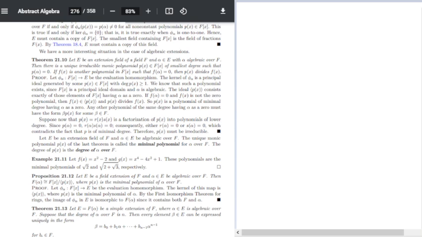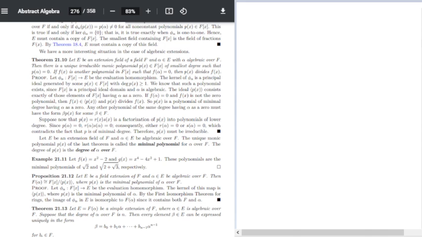So, p(x) is a polynomial of minimal degree having alpha as a 0. Any other polynomial of the same degree having alpha as a 0 must have the form beta p(x) for some beta in F. Suppose now that p(x) = r(x)s(x) is a factorization of p(x) into polynomials of lower degree. Since p(alpha) equals 0, r(alpha)s(alpha) equals 0, and consequently, either r(alpha) is equal to 0 or s(alpha) is equal to 0, which contradicts the fact that p has minimal degree.